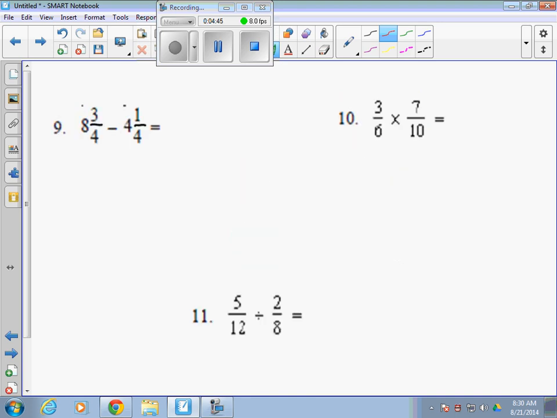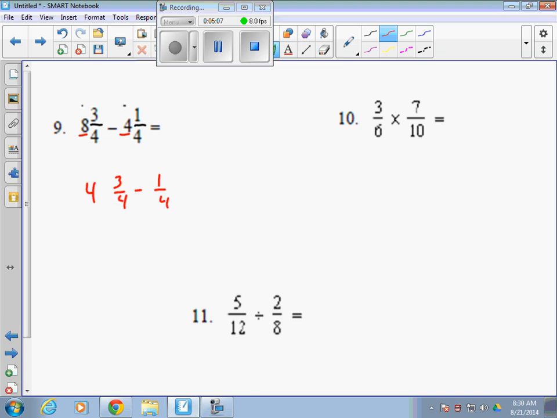Number 9 says 8 3/4 minus 4 1/4. You can do this 2 different ways. You can convert both of these mixed numbers into improper fractions with a denominator of 4 and subtract that way, or you can subtract the whole numbers 8 minus 4 and get the number 4, and then do 3/4 minus 1/4.